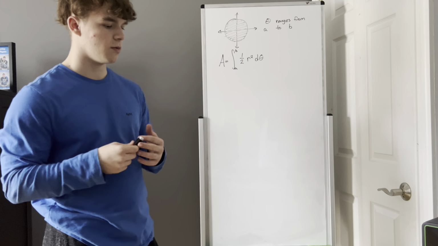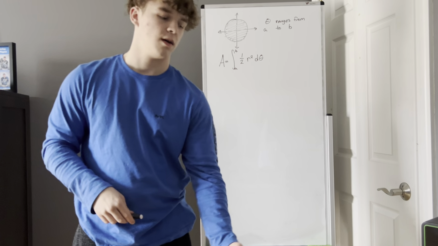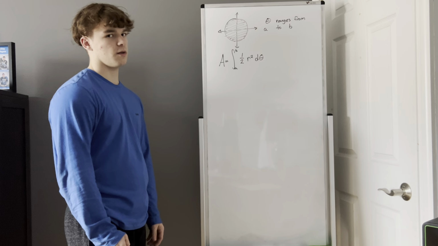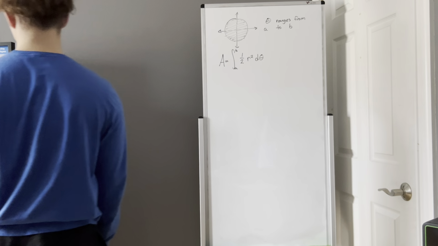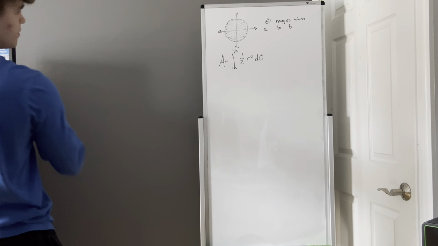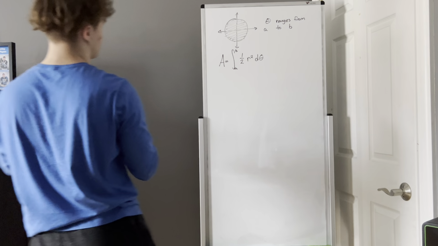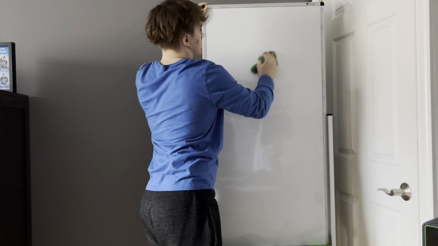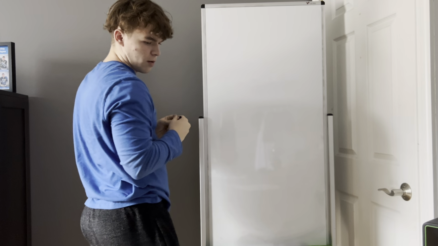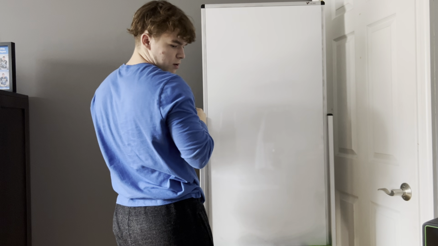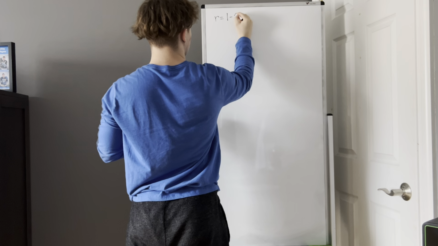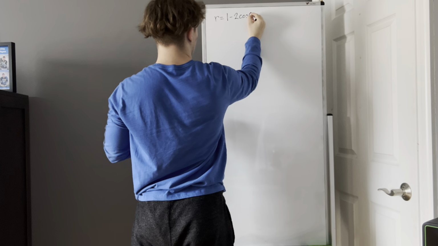I'll hop into an example, and then maybe we'll solve a different one, maybe with just a circle. So our first example says, well, we have the function r equals 1 minus 2 cosine theta.